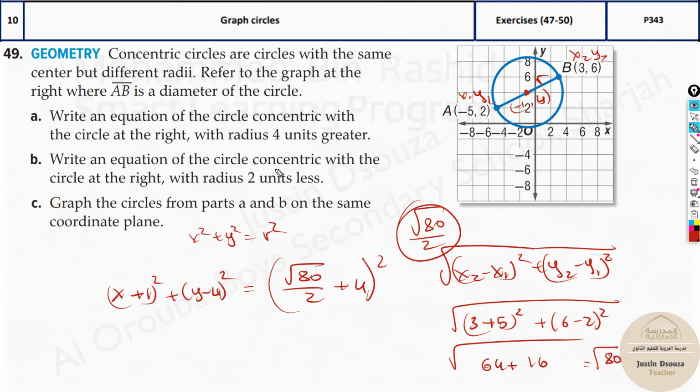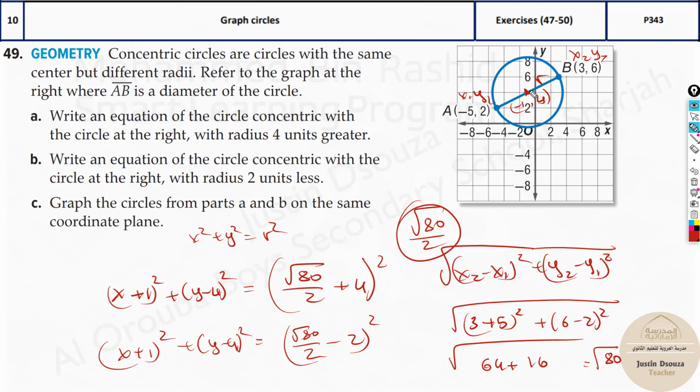Next one, write an equation of the circle concentric with the circle at the right with radius 2 units less. I'll just write it out over here. X plus 1 the whole square plus y minus 4 the whole square equals... Here all you need to do is root 80 by 2 minus 2 the whole square. This is the answer. Graph the circles from part A and B on the same coordinate plane.